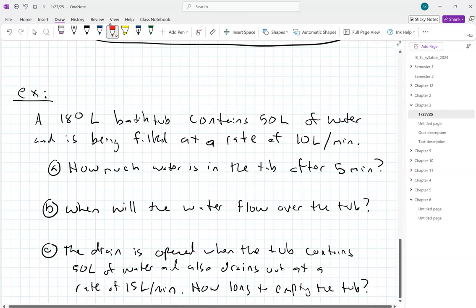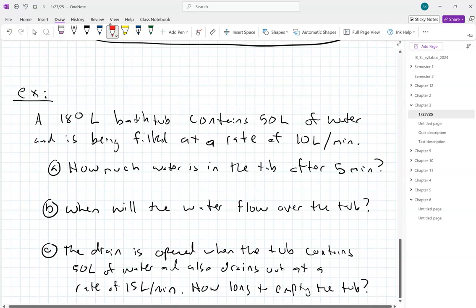And if we say instead we have the drain that's opened at the very beginning, so we're filling and draining at the same time, and we're draining out at a rate of 15 liters per minute, as well as filling at 10 liters per minute. How long before the tub empties?